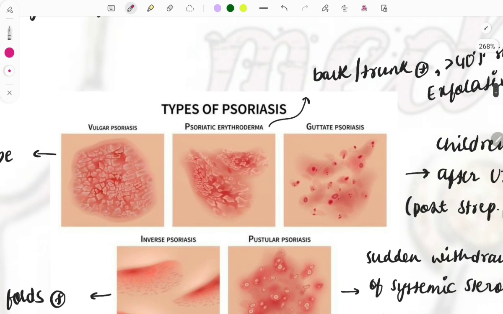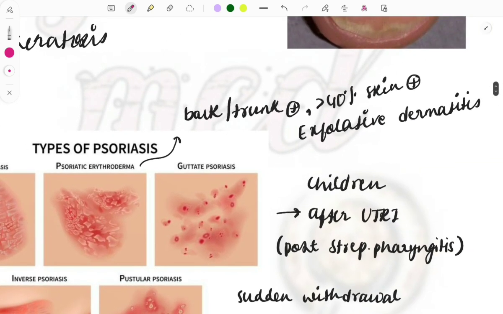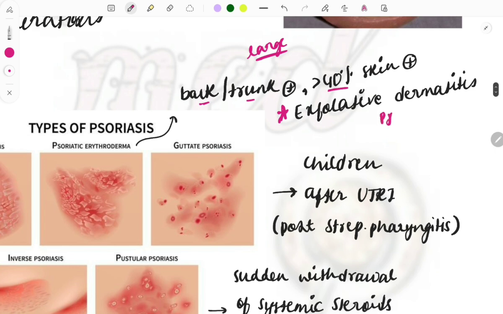Then psoriatic erythroderma. What happens in this is the back or the trunk will be most commonly involved. That means more than 40% area of the skin will be involved. मतलब कि जो large surfaces वाले areas है उनमें ये psoriatic erythroderma की manifestation दिखेगी. And this is also called exfoliative dermatitis. Okay, so these are the important things, and these were the PYQs asked.